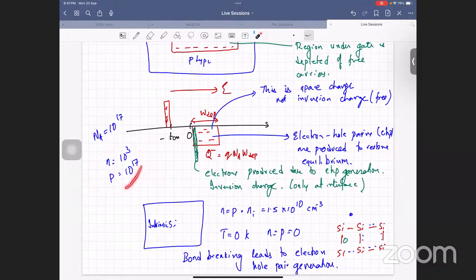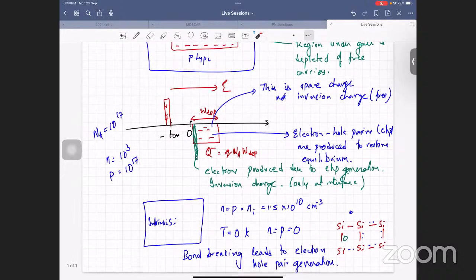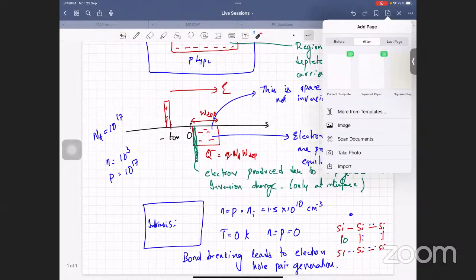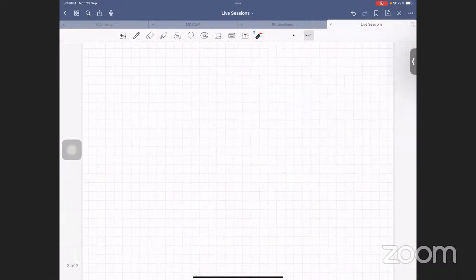But whenever the electrons and holes are produced, holes immediately move into the substrate, and electrons come to the interface, because the electric field is positive here. Agree? That's why you have the generation of inversion charge. All right? Any other questions, guys?